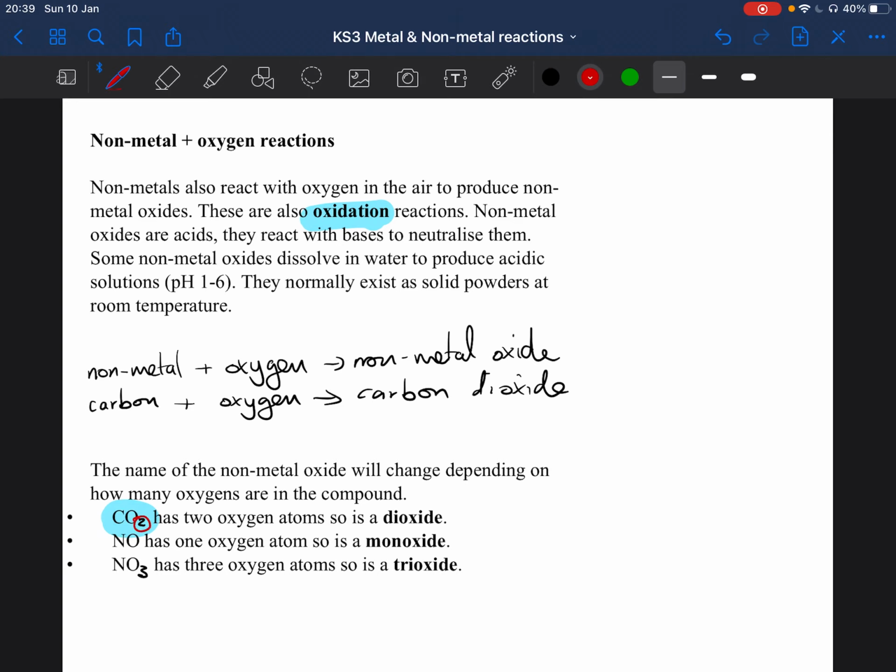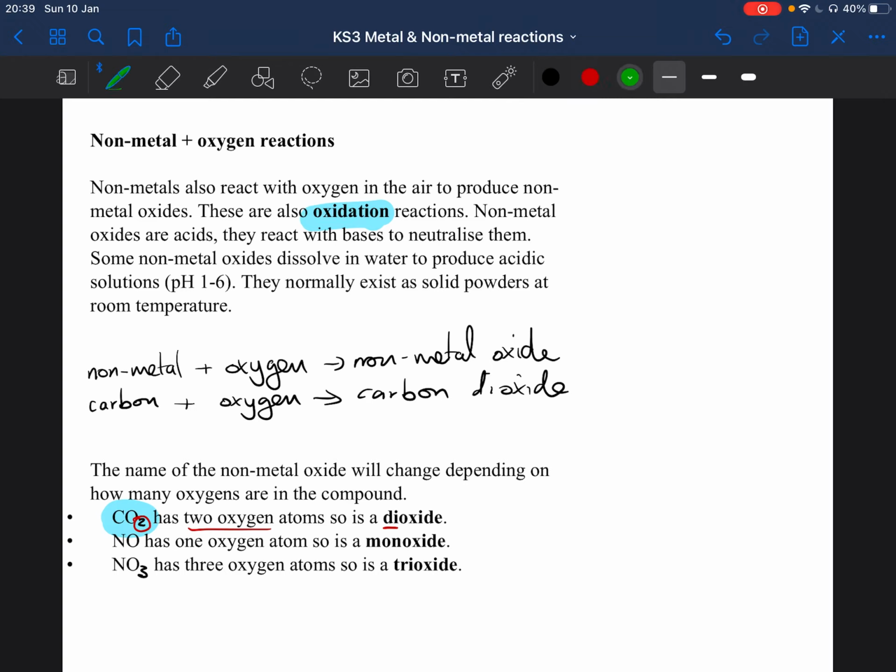Now the reason for this is if you look down here at this symbol, this is carbon dioxide, and carbon has a 2 after the oxygen, which tells us there are 2 oxygens. And if anyone can remember any of our names from maths and things like that, the di is a standard word that we use to represent 2. So we say it is dioxide because of that.